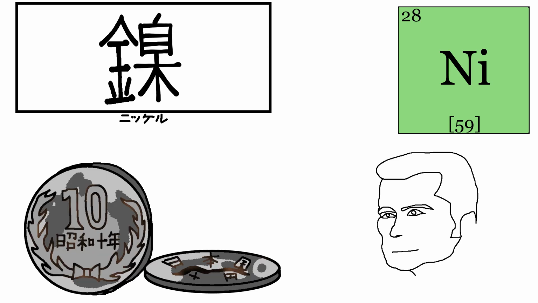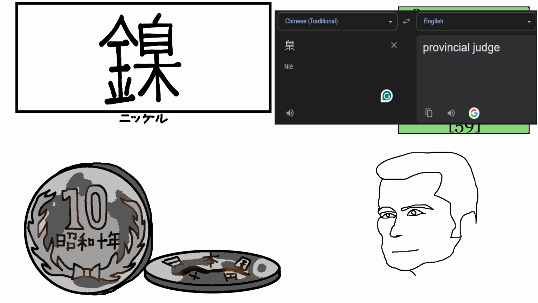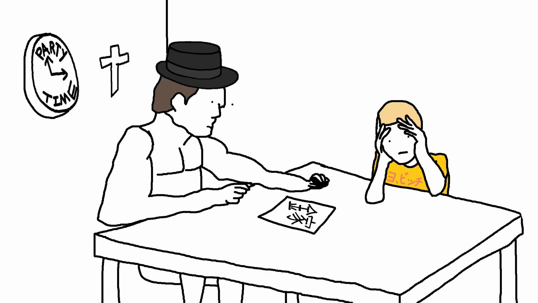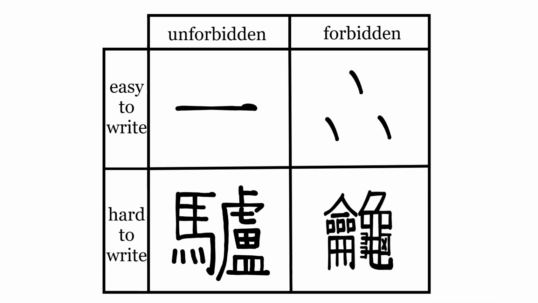Nickel is written like this. This kanji does not exist in Japanese. Apparently it means provincial judge in Chinese. It makes it sound nye, and so does this. Gallium is written like this. At this point, you're probably surprised that forbidden kanji don't look so different from regular kanji. From a Japanese perspective, forbidden kanji doesn't necessarily mean hard to write. More rather, nobody taught me this, therefore it is forbidden.